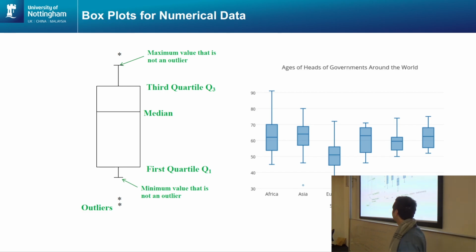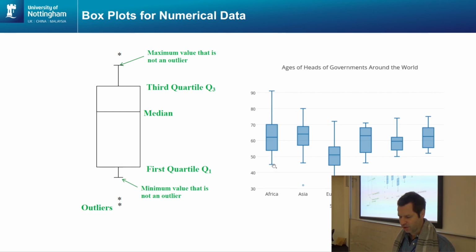Box plots are very common for showing ranges instead of just exact values, right? They show the median value, the upper and lower quartiles, the minimum value that is not an outlier, and the maximum value that is not an outlier. So usually they show some distribution information, right? How the data is distributed.